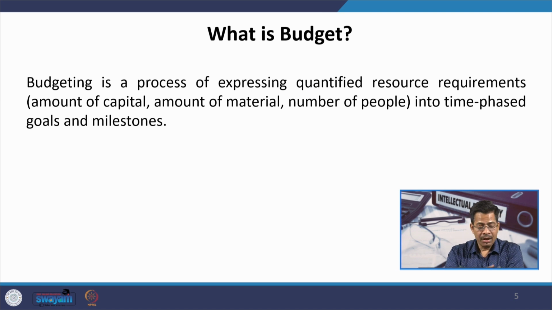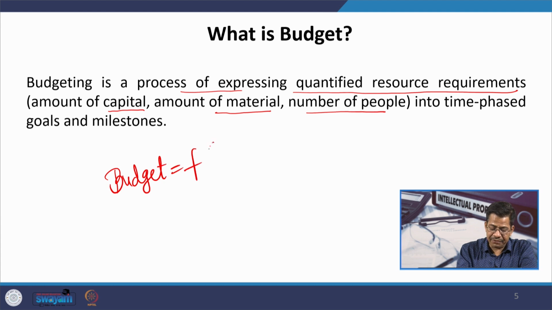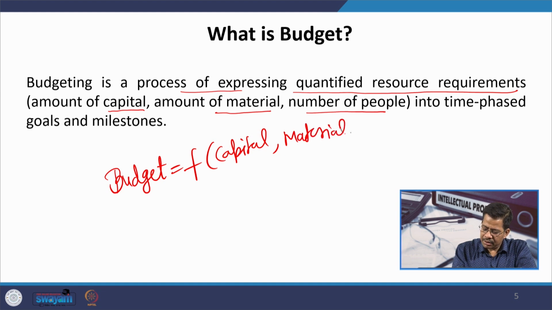What is a budget? Budget is a process of expressing quantified resource requirements, and that resource requirement, as I was saying in the beginning of this session, is the amount of capital, that is how much money you need, amount of material, and number of people. These are the three important types of resources we are talking about when we are making the budget. So, budget is, you can say, simply a function of capital, material and people.